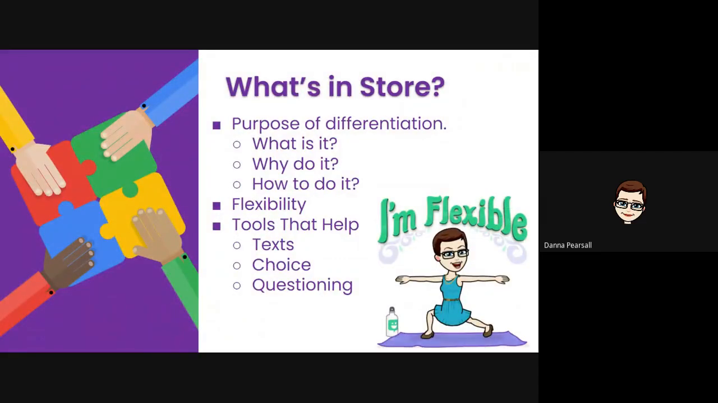All right, so first we're going to talk about the purpose of differentiation. What is it, why do it, and how to do it? I know you guys know that, but we're just going to talk a little bit. And then about being flexible. And that's really the key for differentiation, is not being set on a certain thing that you have to do, or not being flexible enough to change what you're doing, maybe even in the middle. And then we'll talk about some tools that help when you're differentiating, like different texts, using choice, and using questioning.